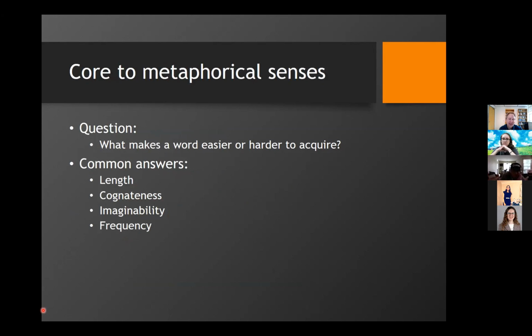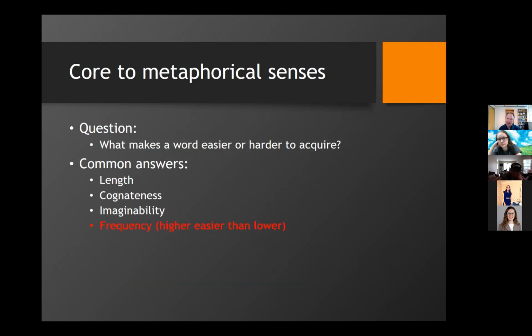They say length is one thing, cognateness, imaginability, how abstract versus concrete the word is, and frequency, how highly frequent is the word. And the assumption behind frequency, which I want to focus on in particular, is that higher frequency makes it easier to acquire than lower frequency. And this is generally true. The higher frequency words you'll encounter more often. They're also more useful words since they are used more often in communication.